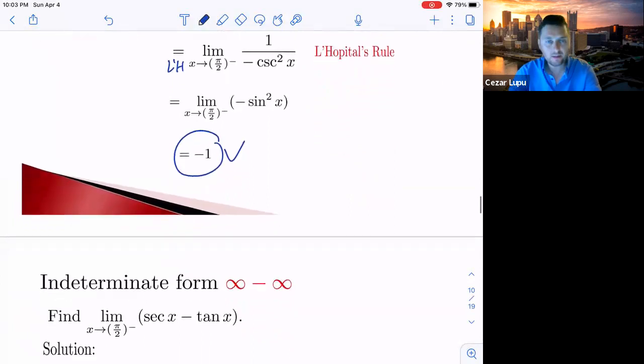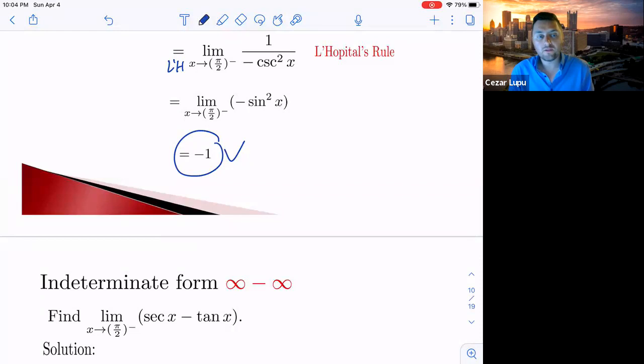So we would like to see another indeterminate form, infinity minus infinity. Like I said, this will not give you 0, so it's an indeterminate form. And the example that I have here is the following. We need to find the limit as x approaches pi over 2 from the left, again, of secant of x minus tangent of x. All right, great. If we plug in x equals pi over 2, secant of pi over 2 will go to infinity, and the same goes for tangent of pi over 2. So we're dealing with the indeterminate form infinity minus infinity.